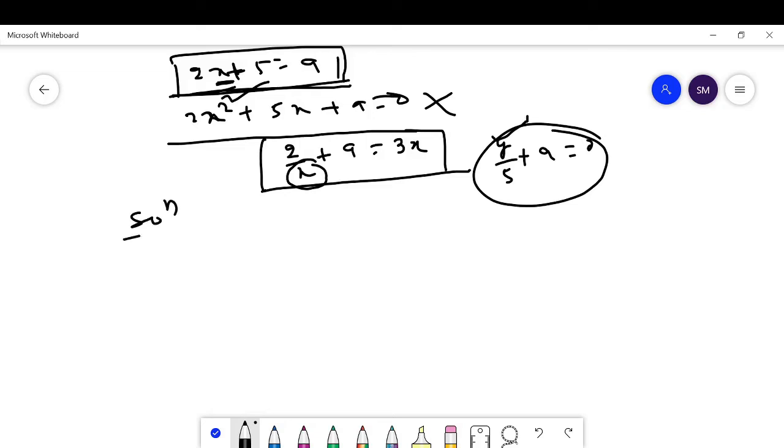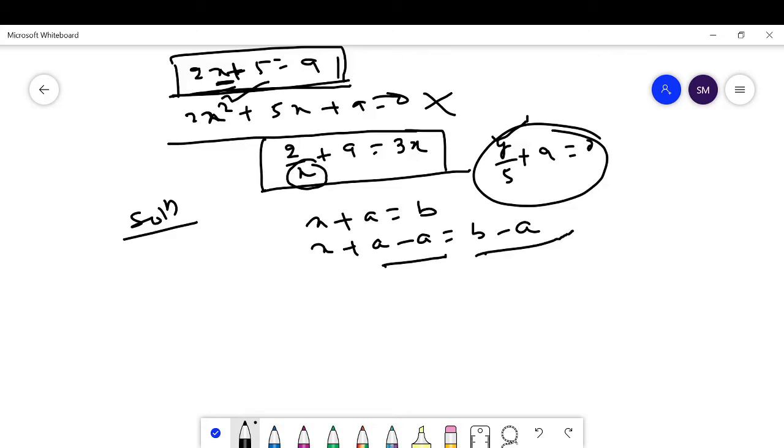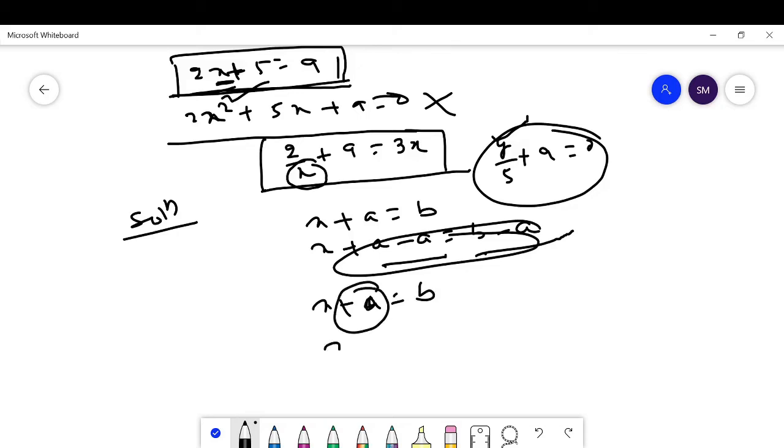Let us solve equations. Solve the equation by the transposing method. By the transposing method, suppose x plus a is equal to b. This means x plus a minus a is equal to b minus a. When you subtract a number from the LHS, you must subtract the same number from the RHS. Here a is added on the left. If you take it to the RHS, it becomes minus a, so x is equal to b minus a.